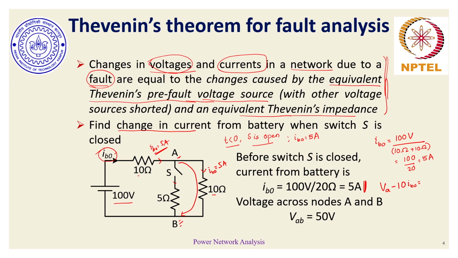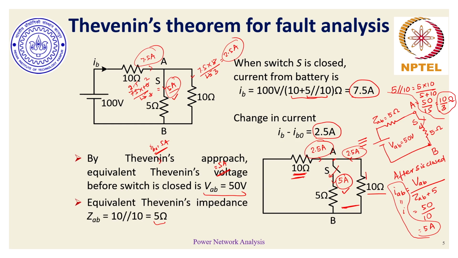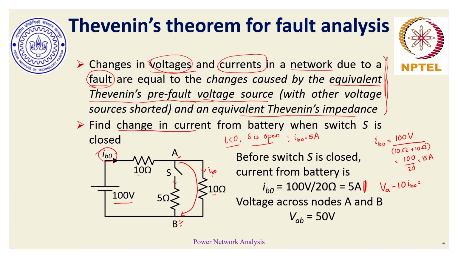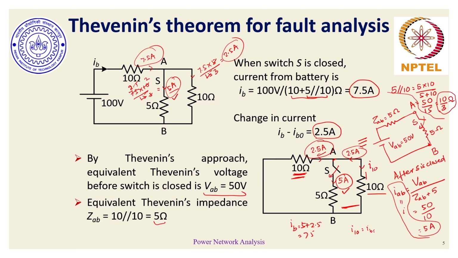Now if I superimpose 5 ampere with the currents shown over here, the actual currents which would now flow would be 5 plus 2.5, which is 7.5. And if I have to find I10 here, I10 would be the previous current IB naught minus 2.5, because the current direction is reversed, which would give me 5 minus 2.5, that is 2.5 amperes. Now these numbers happen to match with the numbers which are shown over here.